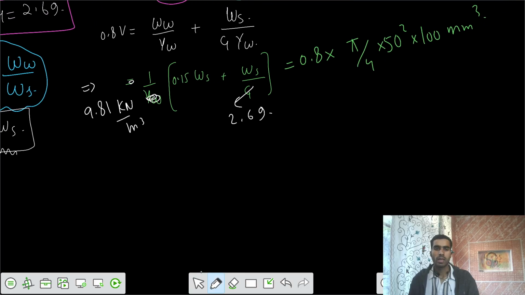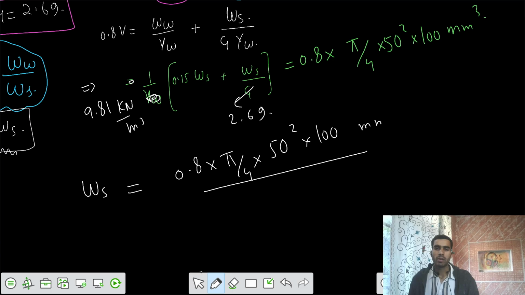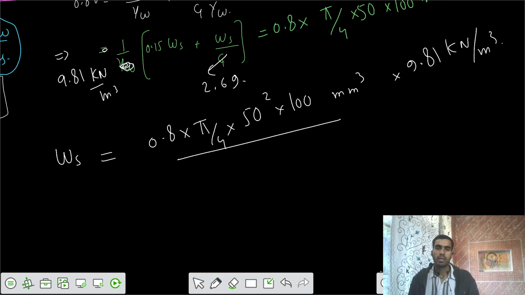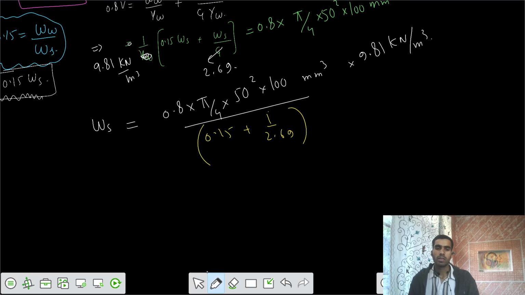If I simplify it further, I can solve for the weight of solids. That's actually equals to 0.8 into pi by 4, you can calculate it directly, that's in millimeter cube, and into multiple of that 9.81 kilonewton per meter cube, and in the denominator you are left with 0.15 plus 1 by 2.69. So you can solve it such that your weight of solid is finally coming out to be some 2.952 newtons. So this is the weight of solids you are getting finally.